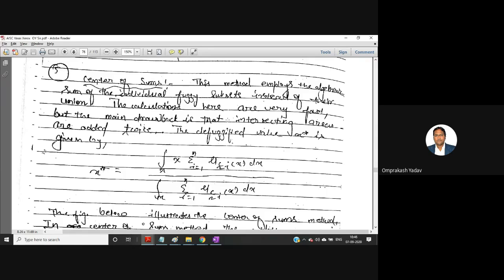It's not applicable to the output graph. It's applicable directly to the input graph. So individually we have to apply it on each and every individual graph, and then calculate. The calculations are very fast, but the main drawback is that the intersecting areas are added twice. Obviously, if we calculate the area of each and every shape and add them, then in the superimposed diagram the intersected area will be added twice.